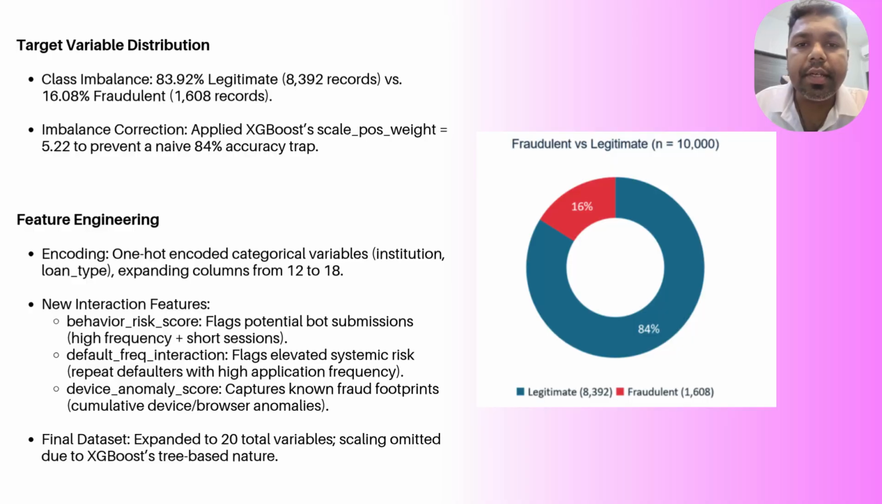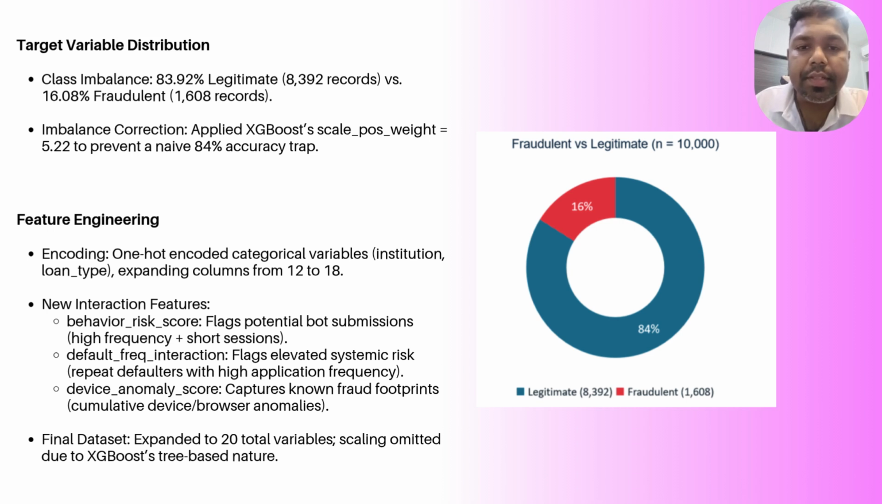Next up is the target variable distribution. Legitimate applications make up 83.92% of the data, while fraudulent is 16.08%. A naive model could just predict legitimate every time with a fake 84% accuracy score. We apply XGBoost scale_pos_weight set to 5.22 to heavily penalize misclassifying those fraud cases.